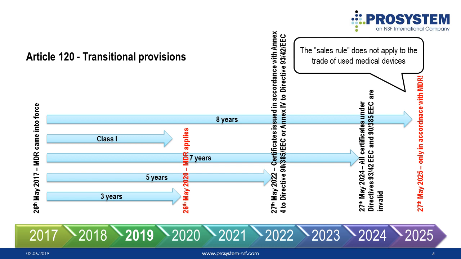Certificates issued by notified bodies in accordance with MDD from 25 May 2017 shall remain valid until the end of the period indicated on the certificate, which shall not exceed 5 years from its issuance. They shall, however, become void at the latest on 27th May 2024. After 27th of May 2025, certificates can only be issued in accordance with the EU MDR.